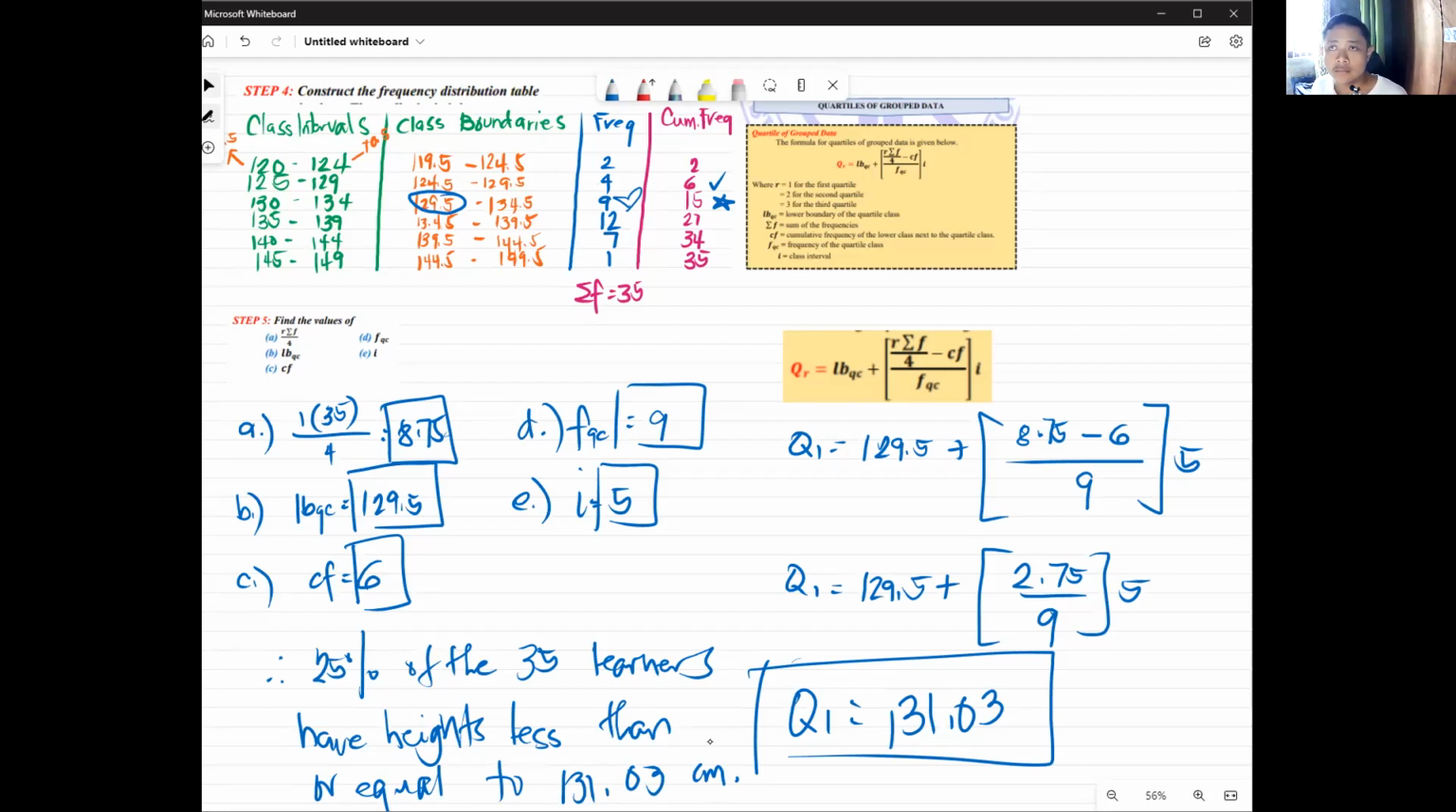Ang liit naman ng mga yon. 131 cm. Ay, parang elementary pa lang. Siguro grade 7 pa lang tong mga to. Okay, kaya feeling ko grade school pa lang tong mga to.